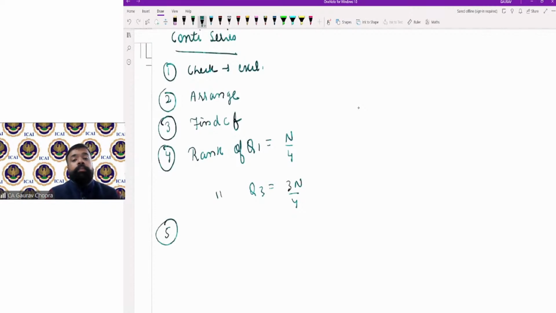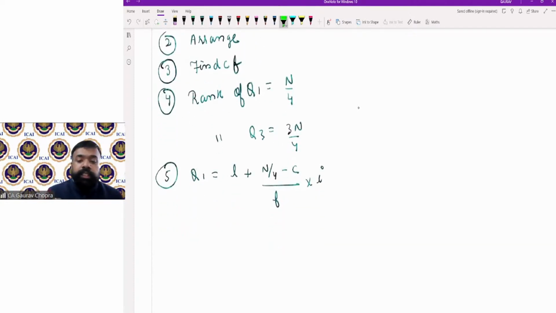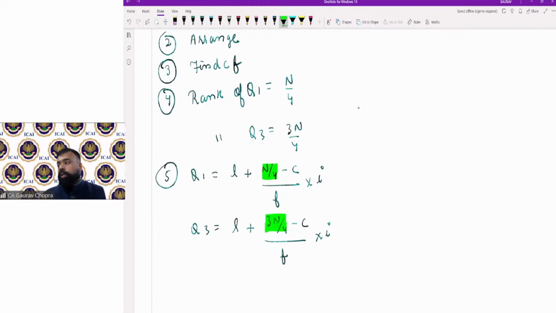But there is one more step, that is to find out the quartile Q1. Q1 will be L plus N by 4 minus C upon F into I. So formula is again similar to median. Only in place of N by 2, just write N by 4. That is the rank of Q1. Just you have to change this rank. Rest everything is same in the formula. Similarly, for Q3, what you have to do? L plus 3N by 4 minus C upon F into I. So just change the rank and this becomes your formula. So in this way, you can calculate quartile.